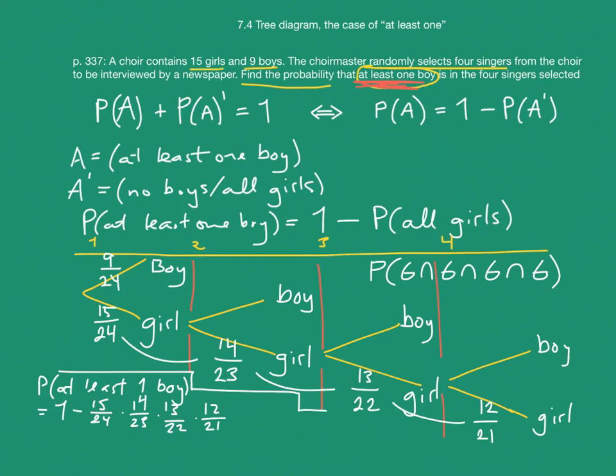And if you work that all out, that's going to be around 0.872 with 3 significant figures, which is 87.2% if you want it as a percentage.